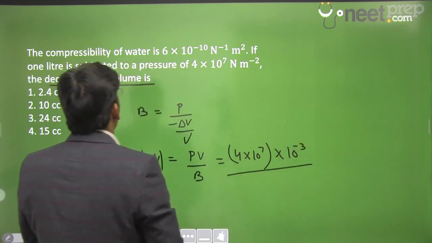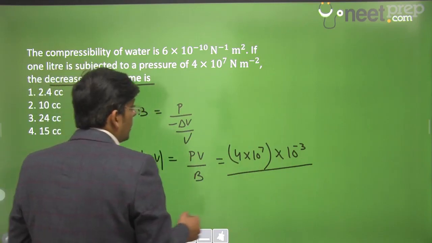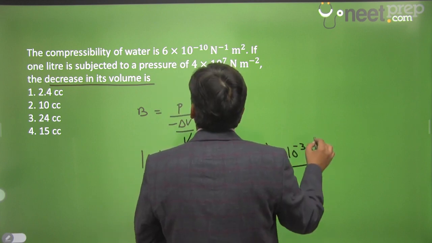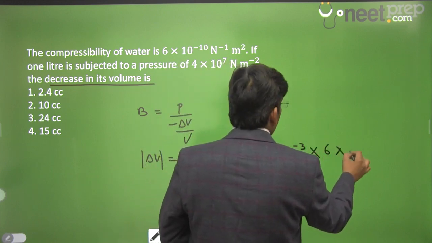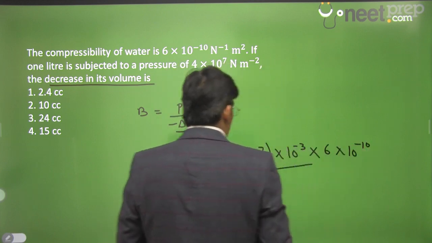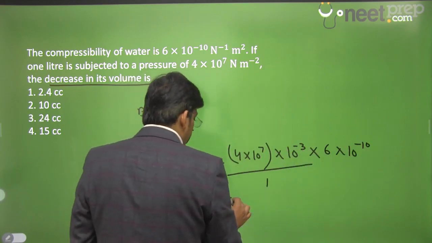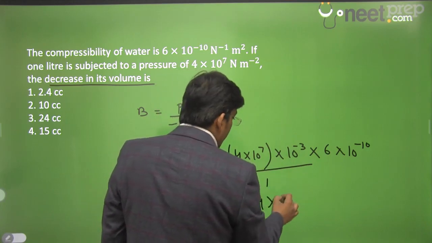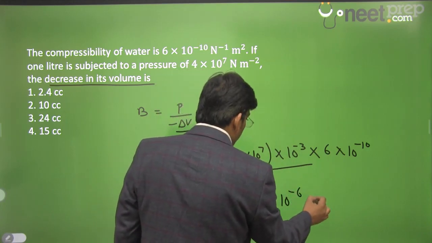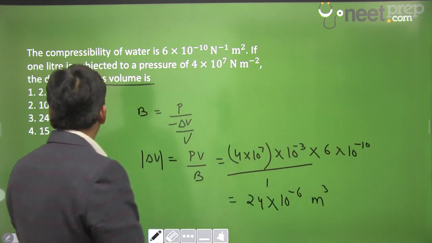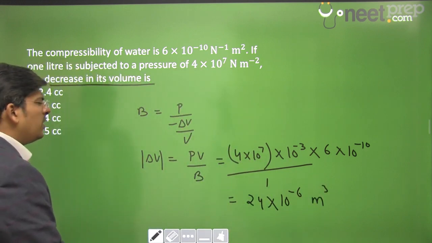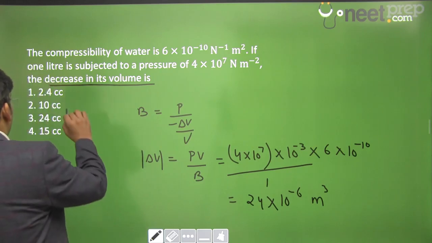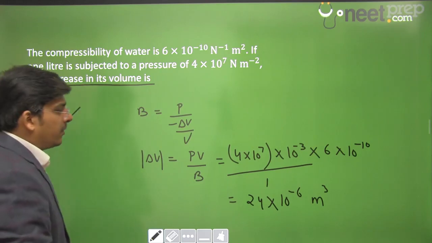Okay. And 1 upon bulk modulus is actually compressibility. So it comes in numerator only. 1 upon bulk modulus comes out to be compressibility. It is 6 into 10 to the power minus 10. So on multiplication we get 6 4s are 24 into 10 to the power minus 6, right, meter cube. Okay, right. This is 24 centimeter cube. Is it? Yes, it is. 24 cc is the correct option, dear students.